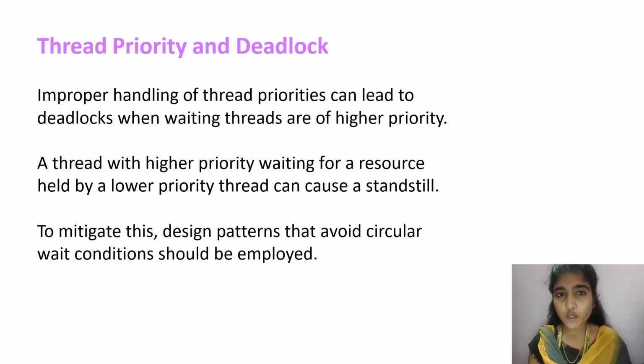Next is thread priority and deadlock. Improper handling of thread priorities can lead to deadlocks when waiting threads are of higher priority. A thread with higher priority waiting for a resource held by a lower priority thread can cause a standstill. To mitigate this, designs that avoid circular wait conditions should be employed.